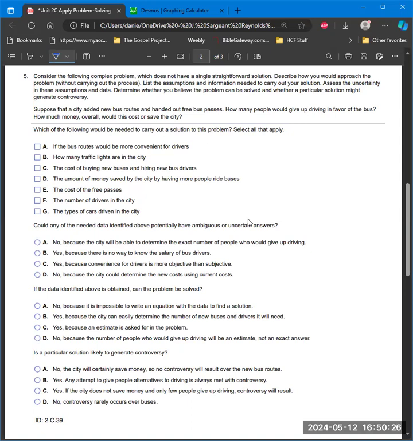So suppose that a city added new bus routes and handed out free bus passes. How many people would give up driving in favor of the bus? And how much money overall would this cost or save the city? So things that you would need to know to carry out the problem would be if the bus routes are more convenient for drivers.